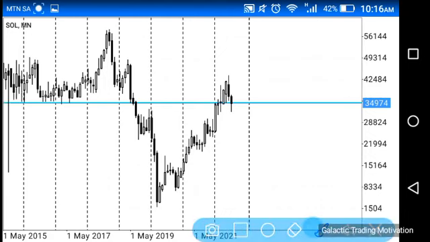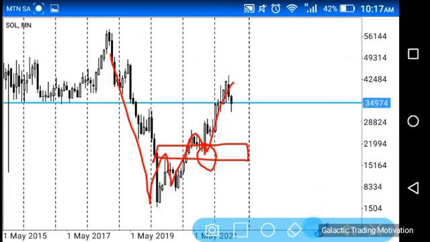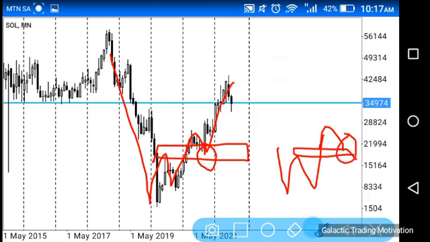Similarly, we also have at the bottom this structure over here, which is a W structure, and we had price break the neckline of that W structure, and then we saw it come back again to the neckline to retest it, and this is where we would have looked for buying opportunities, and that is because as with M formations, when it comes to W structures, ideally we would love to see price break that neckline to the top side, come back to the neckline to retest it, and this is where we would look for buying opportunities, right?